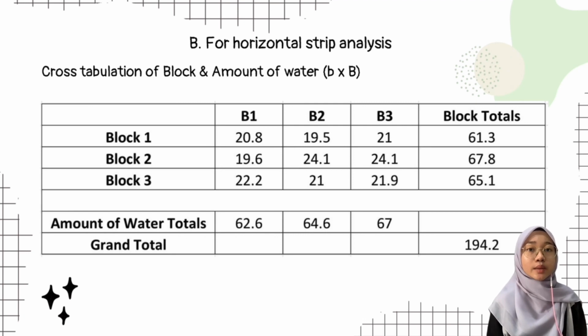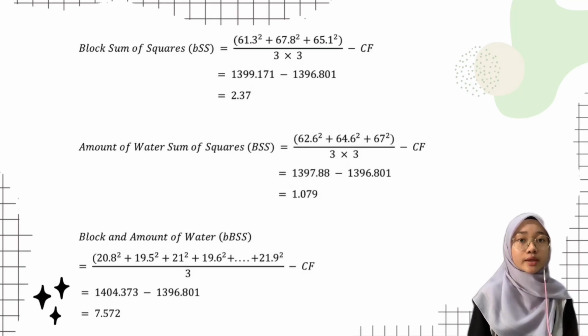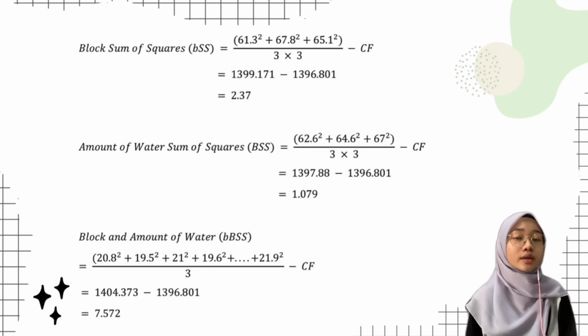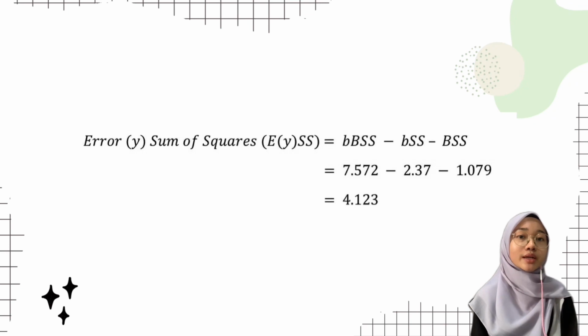The second part is for horizontal strip analysis. This is the cross tabulation of block and amount of water. For this part, we can obtain the value for block sum of square, amount of water sum of square, and block and amount of water. And the last one for this part is error sum of square.